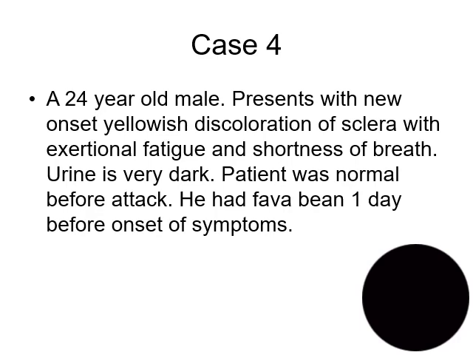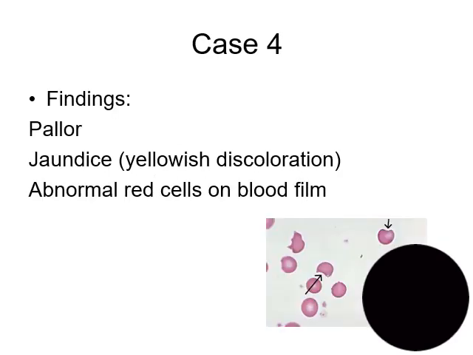Case number 4: we talked about a 24-year-old male who presents with a new onset yellowish discoloration of the sclera, with exertional fatigue and shortness of breath. We said he has very dark urine, and the patient was normal before the attack, so the disease comes and goes in attacks. And there was a trigger, that is ingestion of fava beans one day before the onset of symptoms.